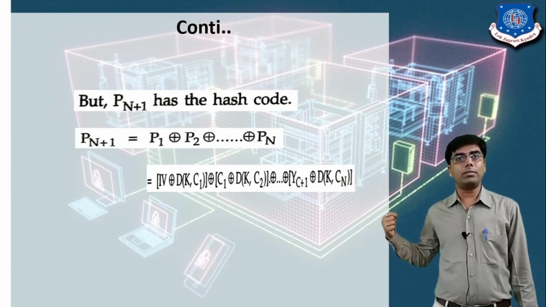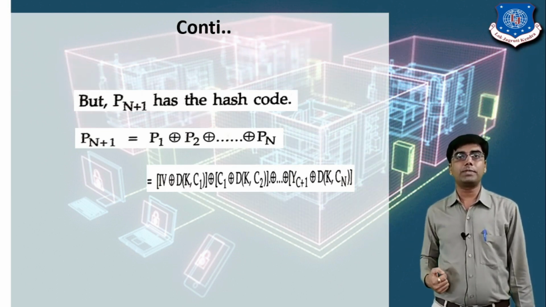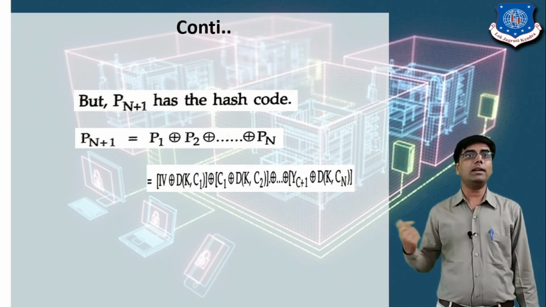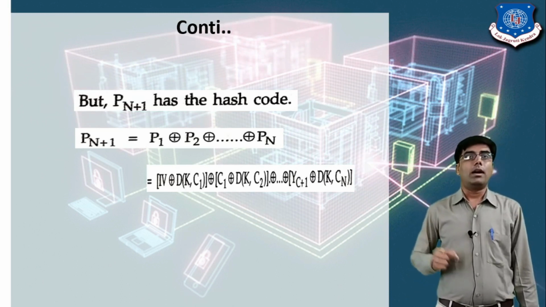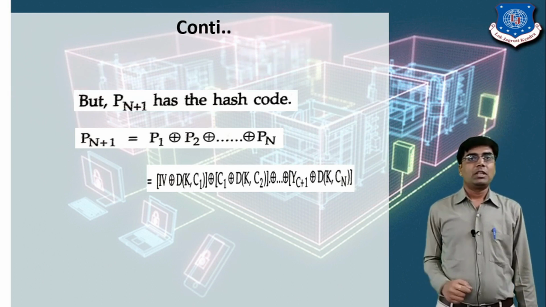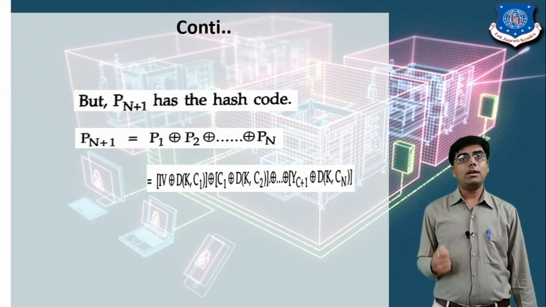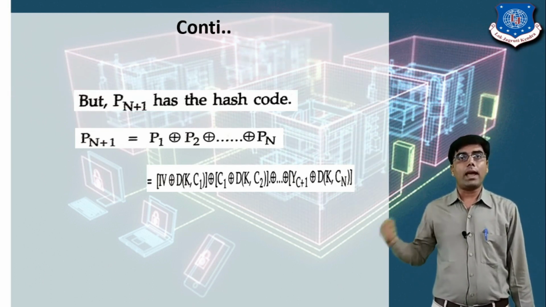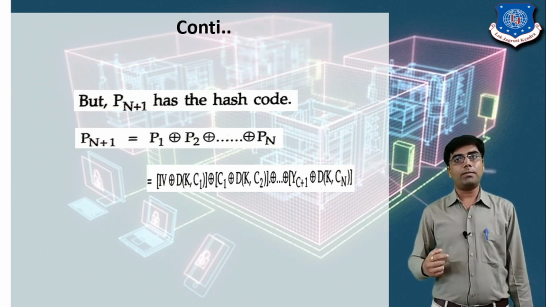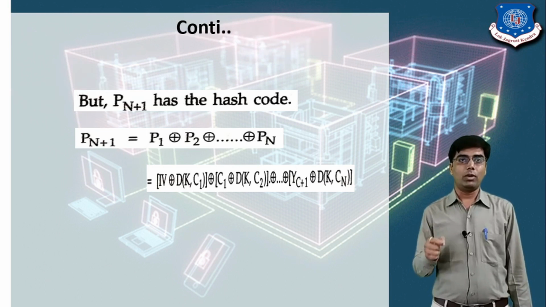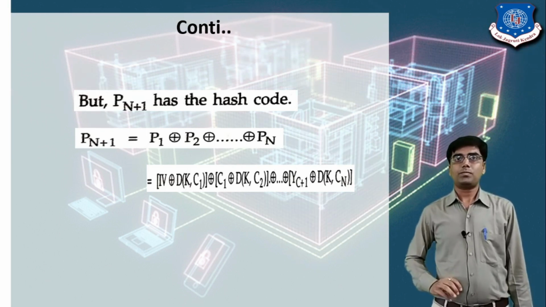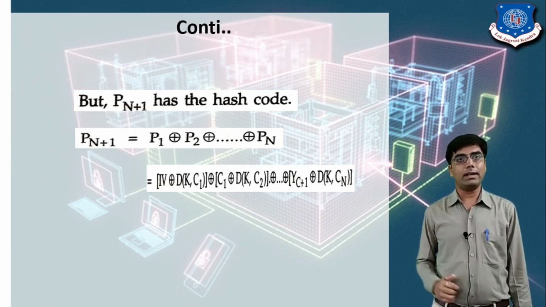C1, the first block of ciphertext, XOR D of K comma C2, up to Cn minus 1 XOR D of K comma Cn. So this is the formula for finding Pn plus 1, and with the help of CBC, cipher block chaining mode, we are going to calculate this. Now I hope this idea is clear, right?